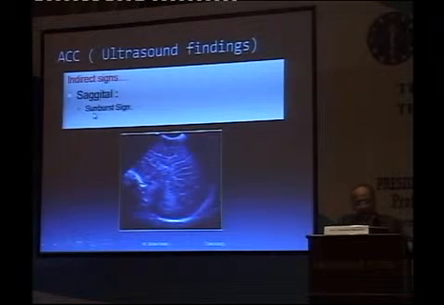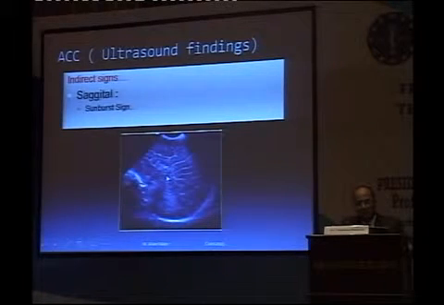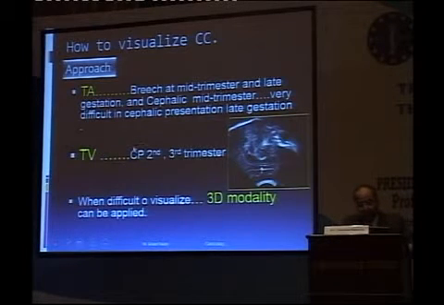Another interesting sign is the sunburst sign in the para-mid-sagittal plane. If you move somewhat laterally to the right or to the left, you can see the sulci and gyri arising from the corpus callosum upward, and in cases of agenesis of the corpus callosum, they are seen to arise from the thalamus directly, giving this interesting sign.